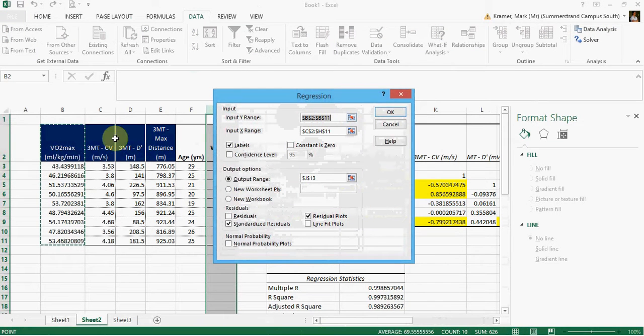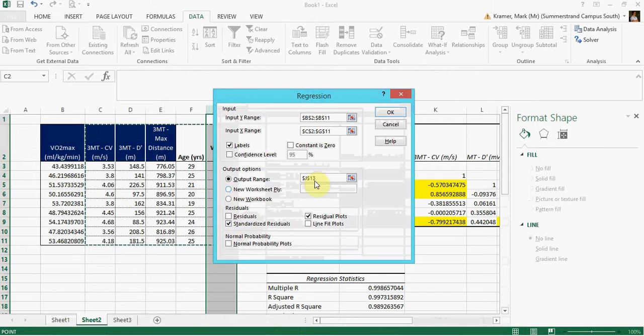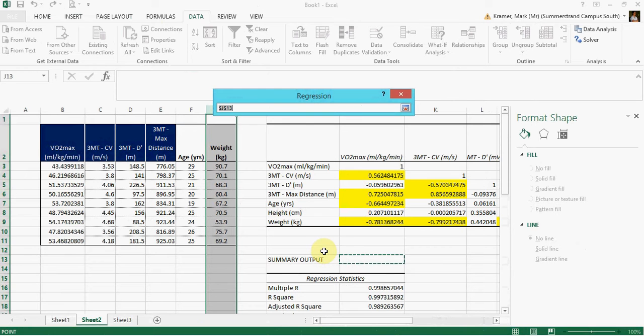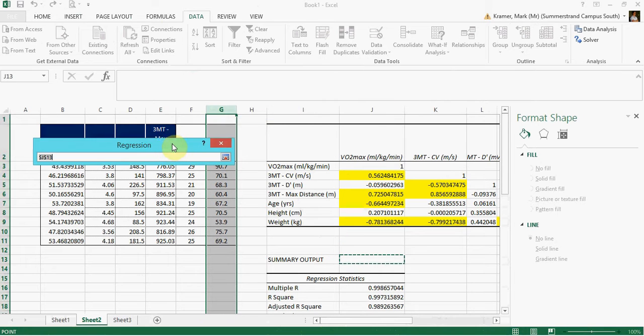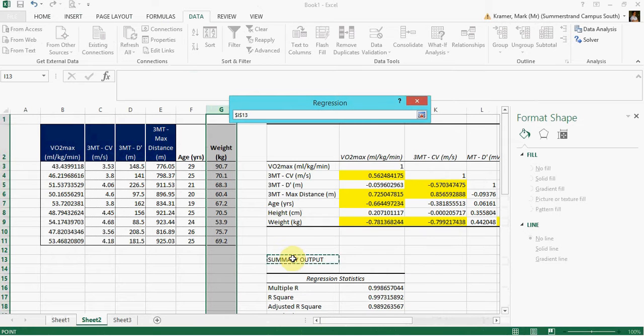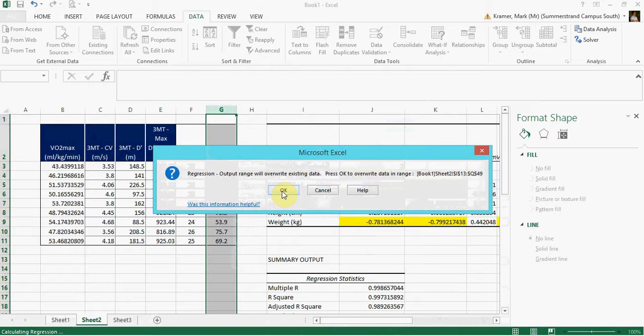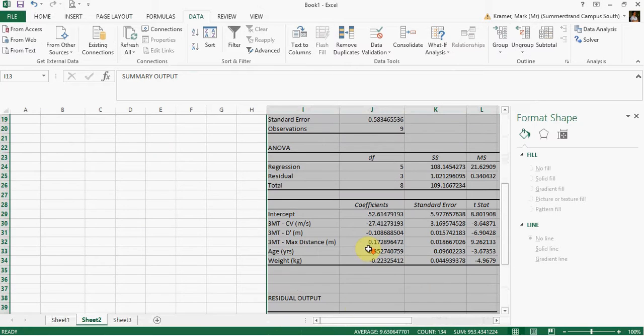That's still going to be the same. I'm still using VO2 max as the thing that I want to predict. But for my X range, I'm just going to re-highlight these values, press enter, and I want the output to be put in the same place as before. Actually, let me just put it next to it. I just want to double check. Nope. Yeah, I'll put it here. And then press OK. Yes, I want to overwrite those values.